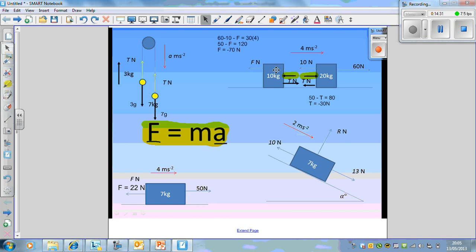Now that means that this object isn't actually in tension, it's actually in what we call compression, or thrust is another name for it. The rod is being pushed together, it's being compressed together.